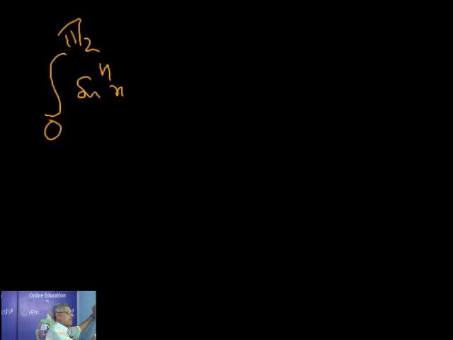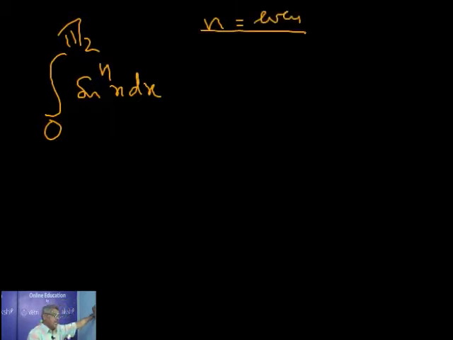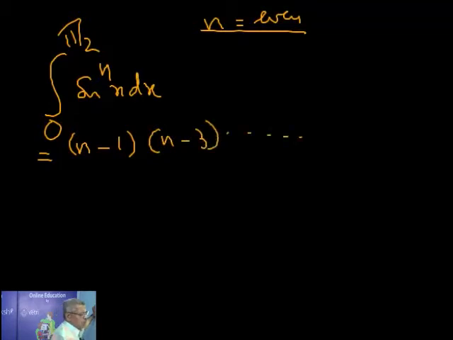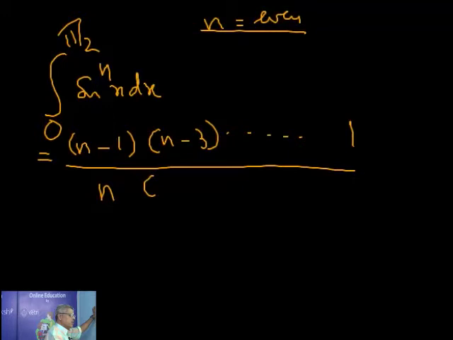Sin x power n. When n is an even integer, it can be 10, 12, 18 like that. The reduction formula is: start with n minus 1, we need not integrate, going on diminishing by 2 until you reach 1. In the denominator, start with n, going on diminishing by 2 until you reach 2.